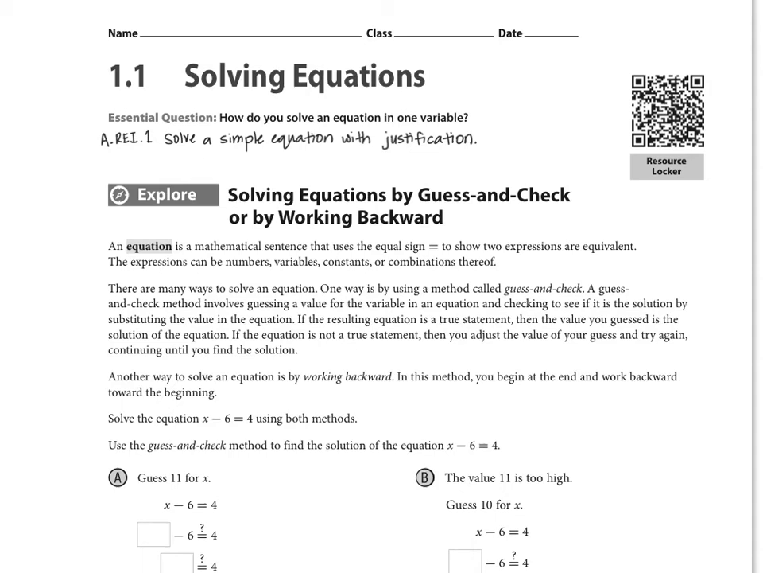Hello, Mr. Bainey here. This is lesson 1.1, solving equations. The essential question: how do you solve an equation in one variable?